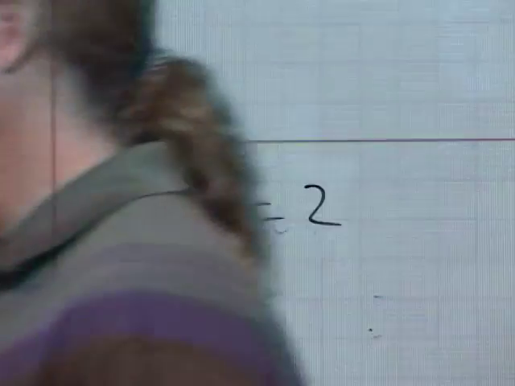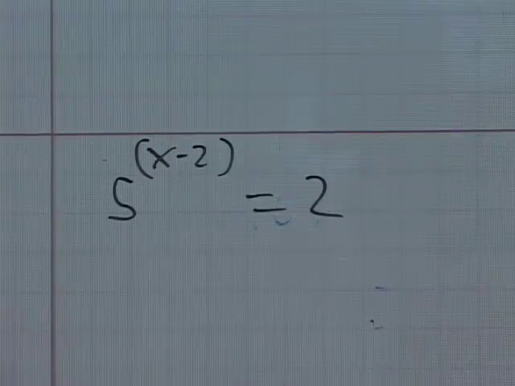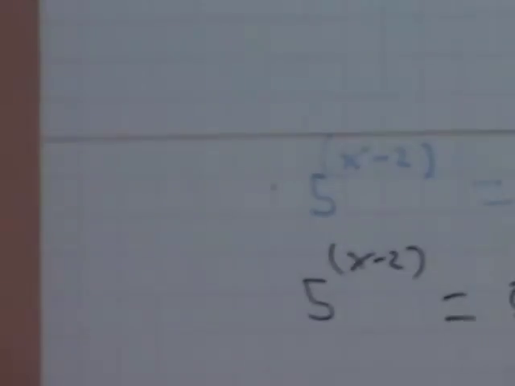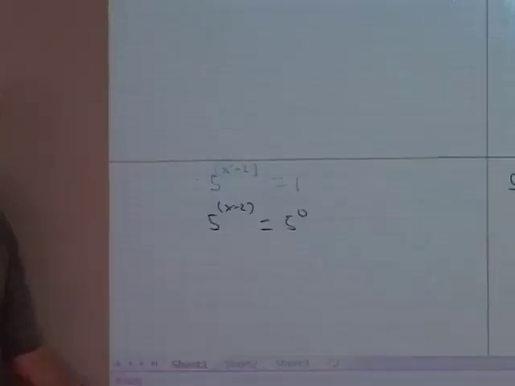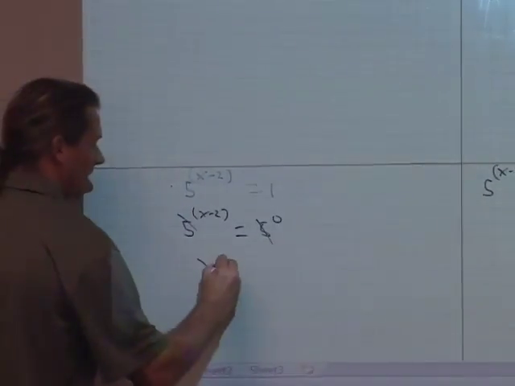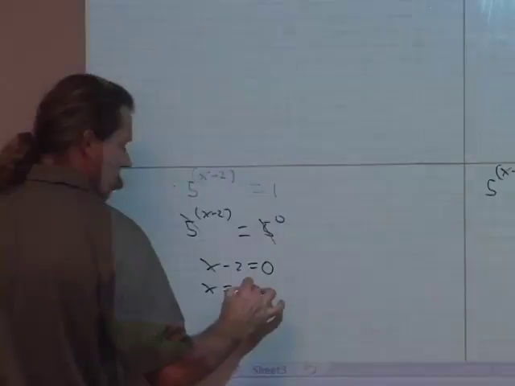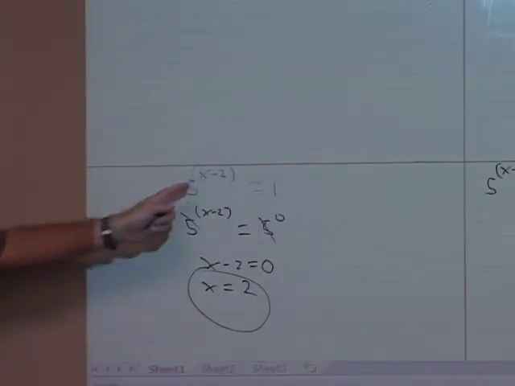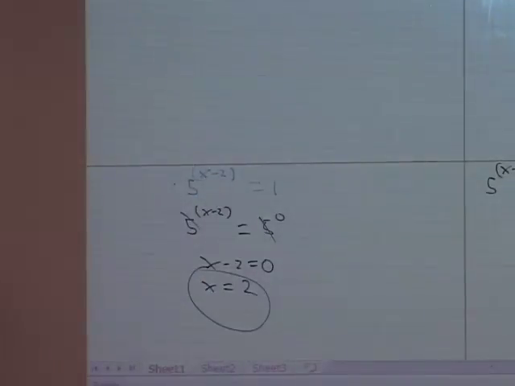Well, this one, you actually say 5 to the x minus 2 is equal to 5 to the 0. What is 5 to the 0? 1. Right? So that's the same as this. And then you can drop the base and say x minus 2 equals 0. So x must be 2. And that's perfectly easy to see. 2 minus 2 is 0. 5 to the 0 indeed equals 1.